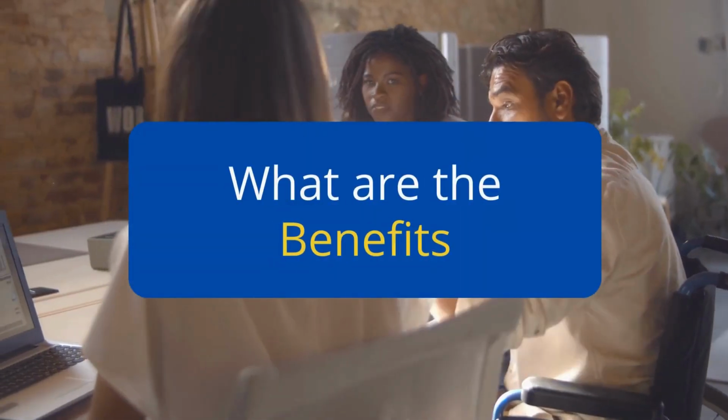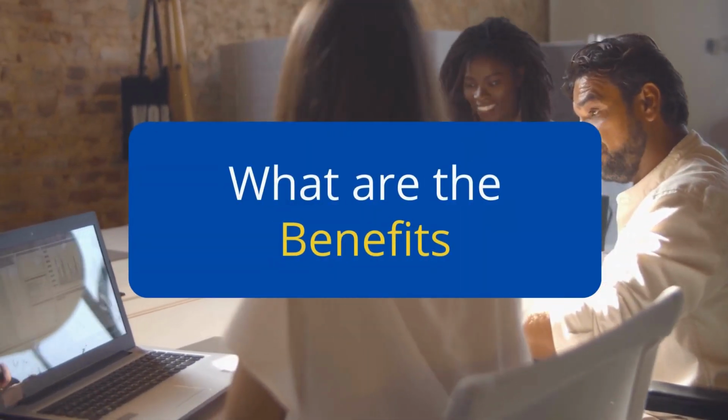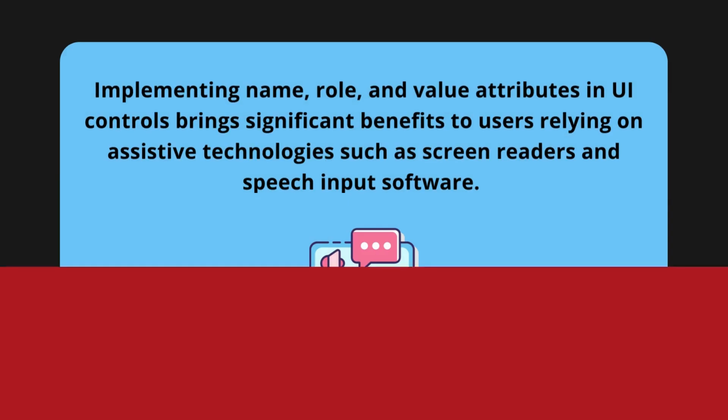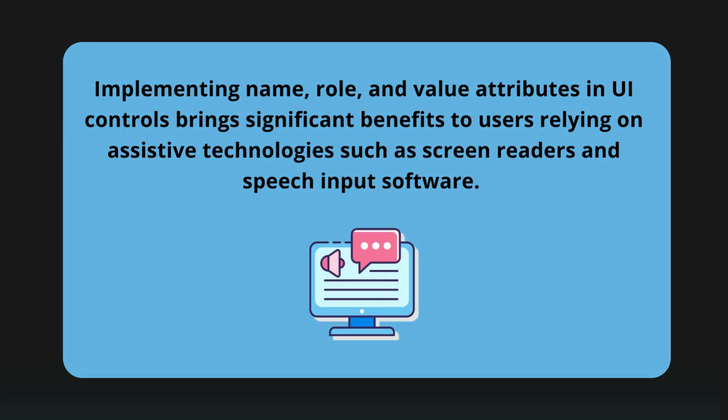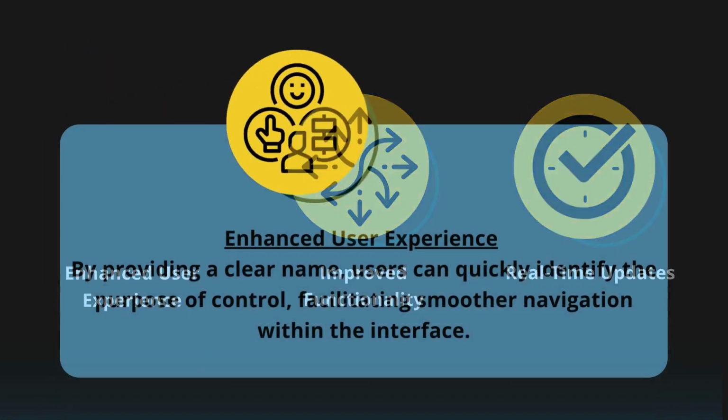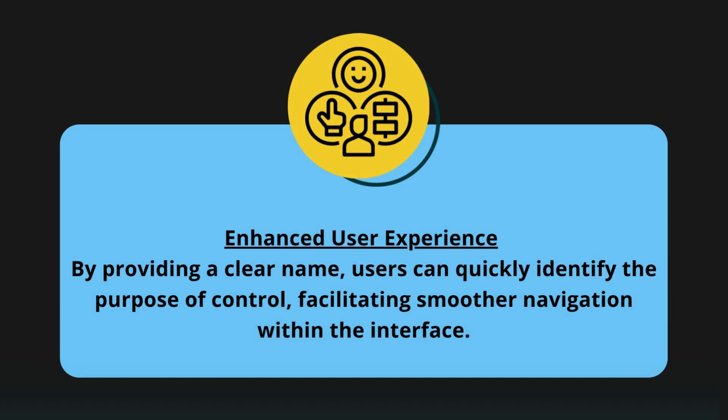Now, let's take a look at some of the benefits of name, role, and value. Implementing name, role, and value attributes in UI controls brings significant benefits to users relying on assistive technologies such as screen readers and speech input software. It gives you enhanced user experience by providing a clear name. Users can quickly identify the purpose of control, facilitating smoother navigation within the interface.